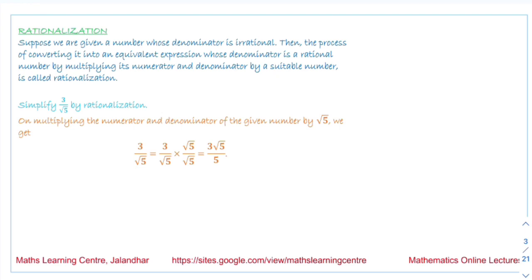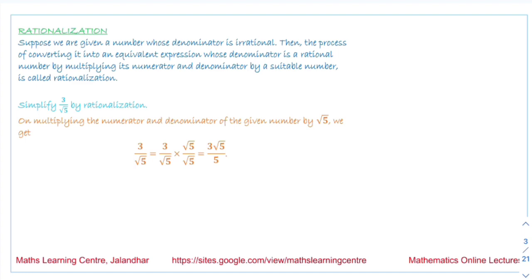Rationalization is the process in which we are given a number with an irrational denominator, and we convert that number to an equivalent expression whose denominator is a rational number, by multiplying the numerator and denominator by a suitable number. The two numbers will be equivalent, but now the denominator will be a rational number.